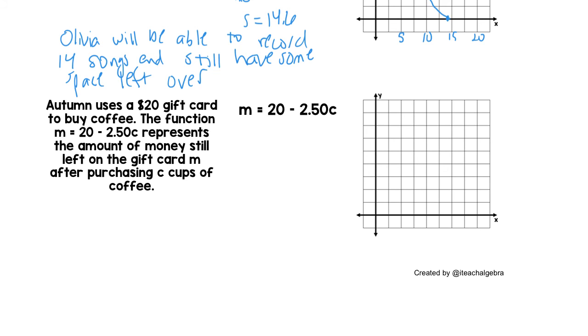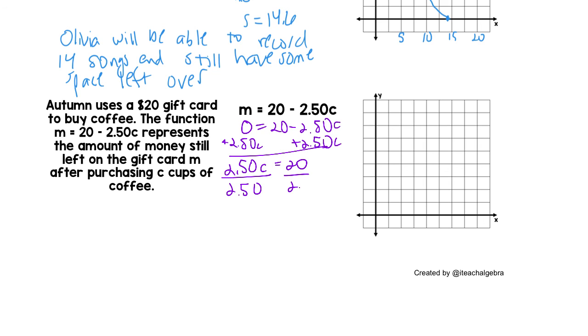Autumn uses a $20 gift card to buy coffee. The function m equals 20 minus 2.50c represents the amount of money still left on the gift card m after purchasing c cups of coffee. Again, we make m 0. And then we have to solve for c. So we add that to each side. 2.50c equals 20. Divide by 2.5 on each side. And c is 8.